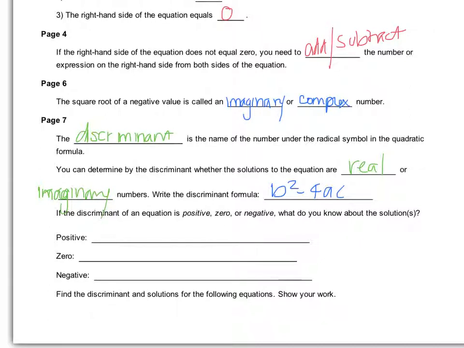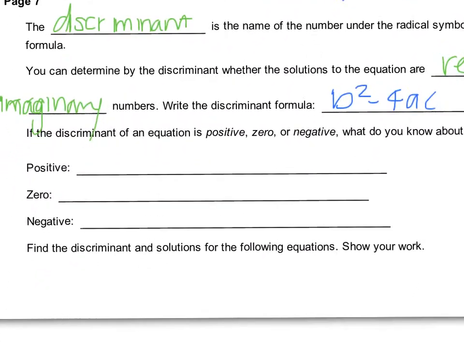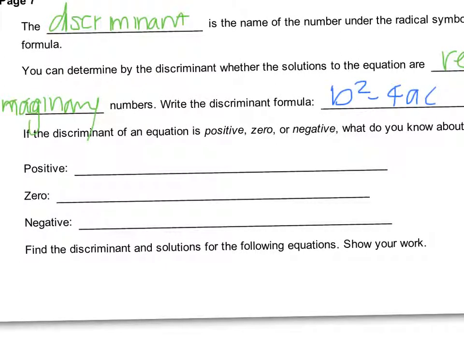So when we plug our numbers in this formula, b squared minus 4ac, we're going to get one of three types of numbers. We're either going to get something positive, something negative, or 0, because numbers fall into three categories. They're either positive, negative, or 0. So if we get a positive number, then what that tells us about our solutions is that there are two real solutions.